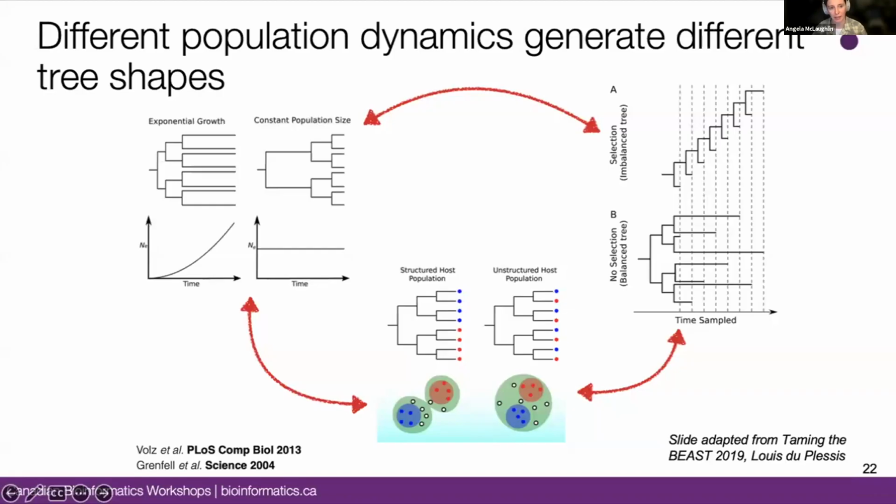So this is also shown here, where different processes, but also different population dynamics generate different tree shapes. So this is comparing when the underlying population size on the left has either exponential growth or constant size, and how that impacts the shape of the phylogeny, where you have selection and balance to consider and structure across different population demes. So all of these things are impacting the phylogeny.